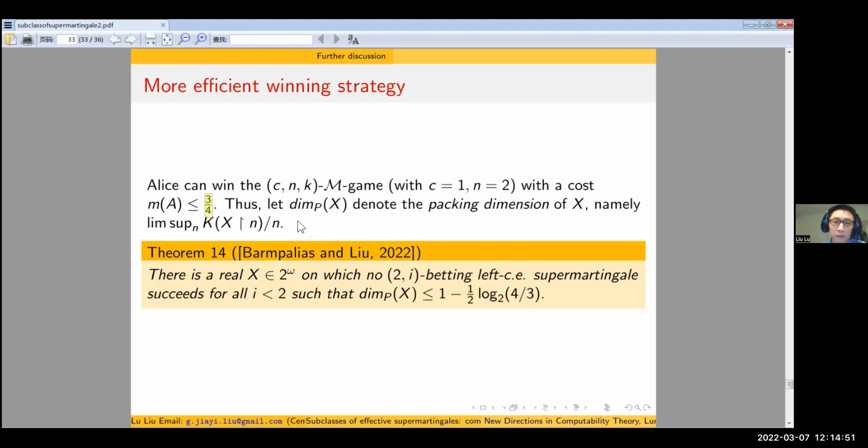Using this result, we can show that there is a real whose packing dimension is this, so that no 2i betting supermartingales succeed on X. This packing dimension is defined like this: the limit superior of the complexity over N.